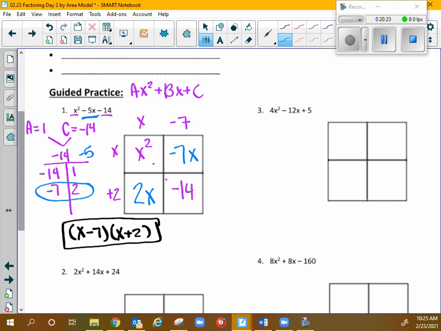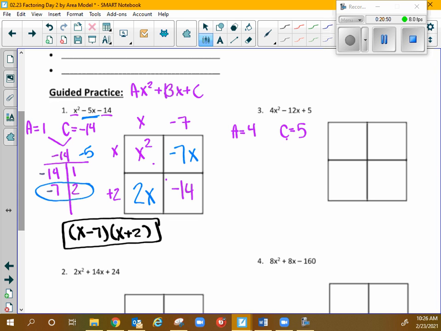Okay, look at number 3. What's your A value? 4. What's your C value? 5. Was there any GCF there? No, you've got 4, negative 12, and 5. 5 is fine, so you're out of line. Okay, that doesn't make it prime because we can factor it. It's only prime if it's unfactorable.